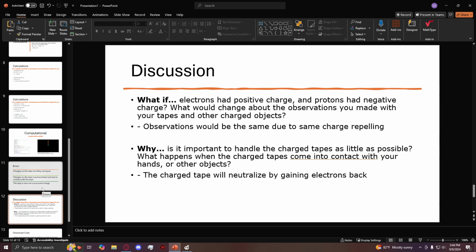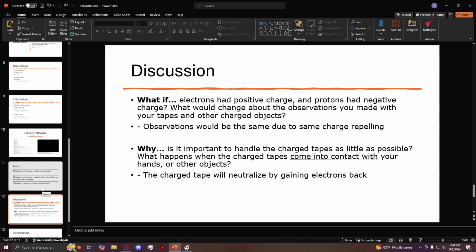For our discussions, what if electrons had a positive charge and protons had a negative charge? What would you change about the observations you made with your tape and the other charged objects? My observations would be very similar due to the same charge being able to repel each other. So if they were both positive charge instead of negative charge, they would still repel.